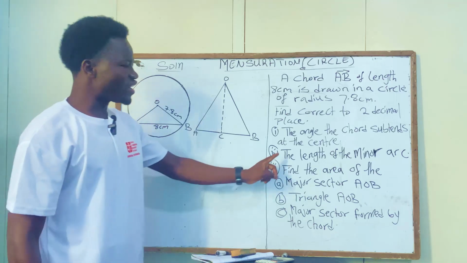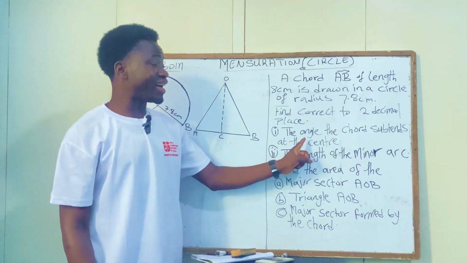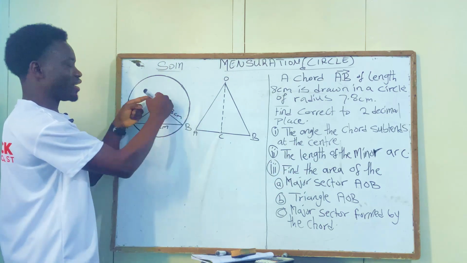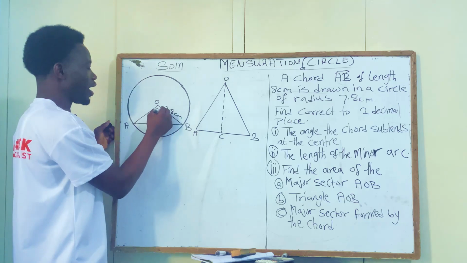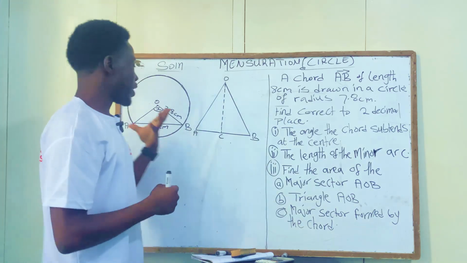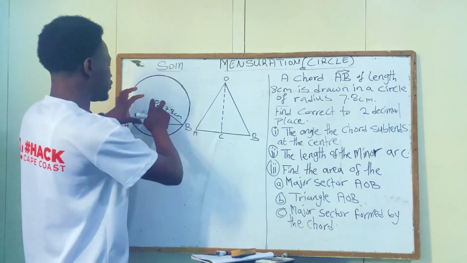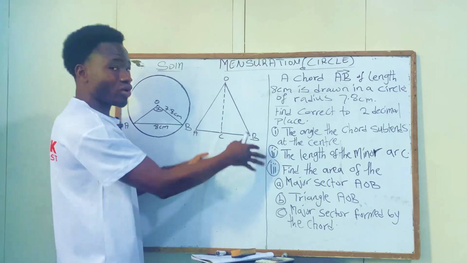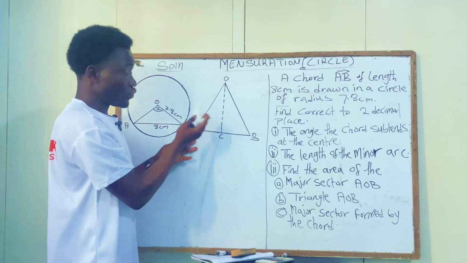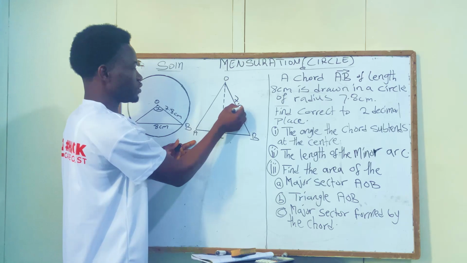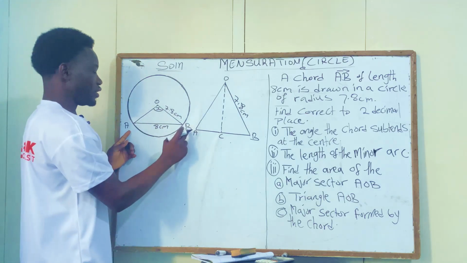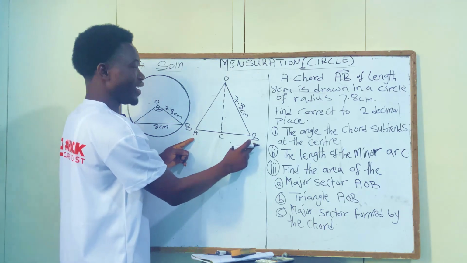All right? So the first part of the question says that we are to find the angle the chord subtends at the center. This is the chord AB, and it subtends an angle at the center. We are looking for that particular angle, which we denote by X. Now, if I draw this triangle out, that is what I have drawn over here. OA and OB are the radius, so here is 7.8 centimeters. And AB is 8 centimeters.